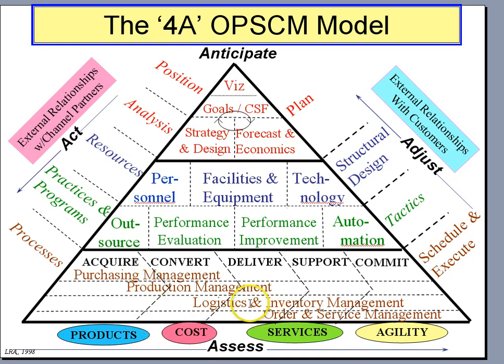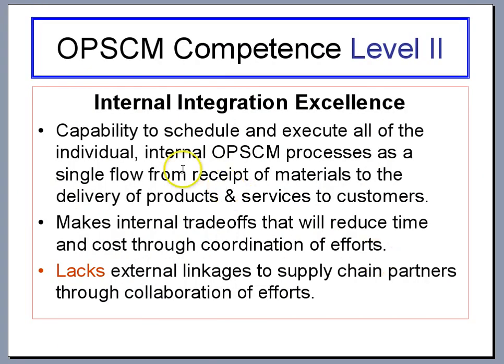So we see that these are no longer standalone processes. These are now flow through. So what do we get from that? We get the capability to schedule and execute all of the individual processes in an optimal manner for internal supply chain competence. So now they're a single flow.